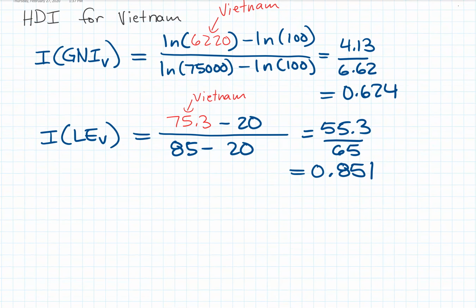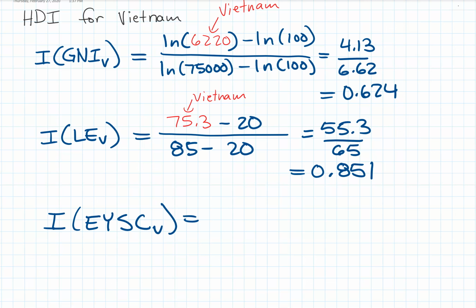And then finally, we're going to get the education. So the education has two parts. So we're going to have to, let's get those two parts first. Okay, so first we're going to do the expected years for children, and then we will do the other one.